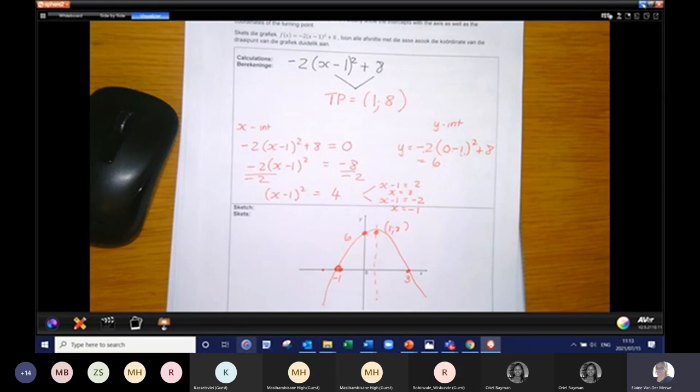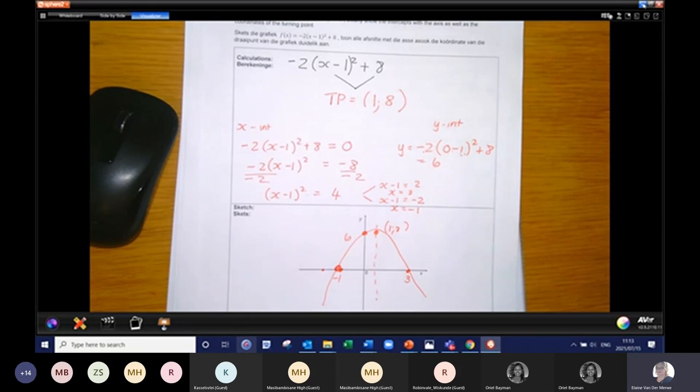Give the new equation if the graph is reflected in the y-axis. What happens if we reflect in the y-axis? The x becomes negative x. So we must just change all the x's. Oh, this is not wrong. Is the question y-axis? Let me just see. In the y-axis, yes. So this answer on my PowerPoint is incorrect.